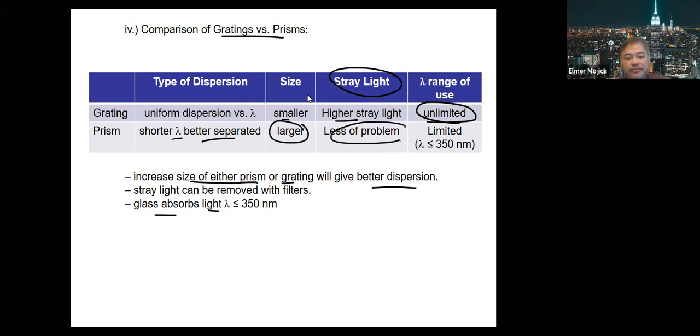The polarizer, if I'm not mistaken, blocks the light that is reflected off a surface. But the filter cuts off. So if you have a filter with a 350 cut off, anything that is less than 350 is prevented from entering the material. That's the concept that we have there.